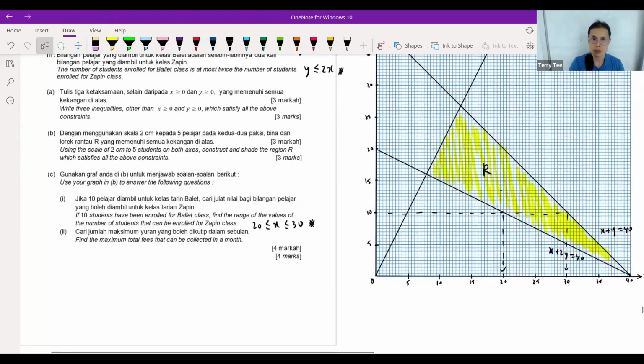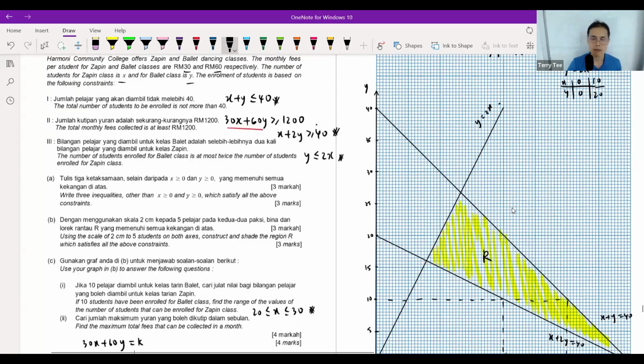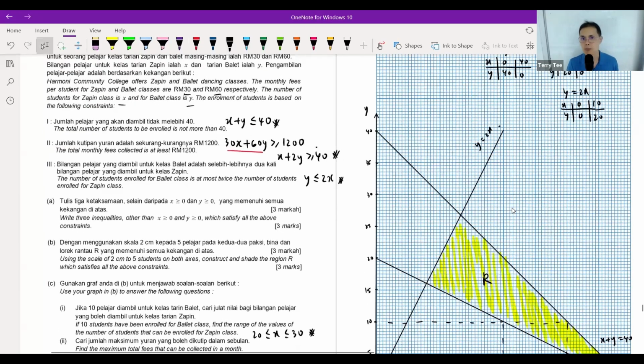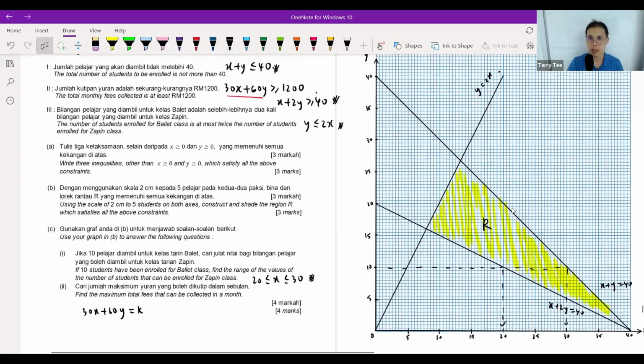Okay, so let me write down the objective function: 30x plus 60y equals k. Yeah, that's the objective function. We don't have to change it to y equals mx plus c in this case, because we already know this line is parallel to the first line here, x plus 2y equals 40. Okay, so we're going to draw a dotted line. Maybe I just draw a straight line first, then I adjust it.